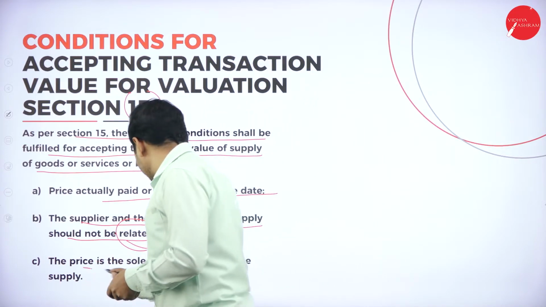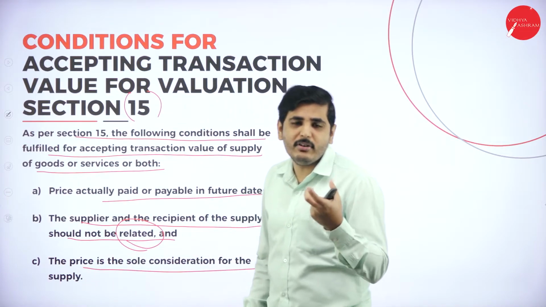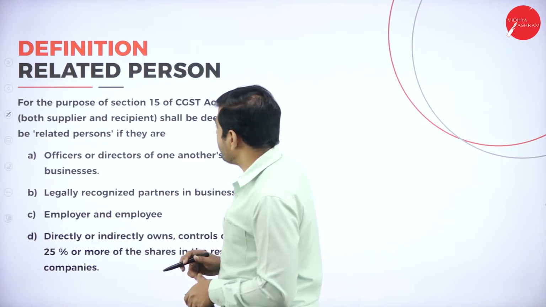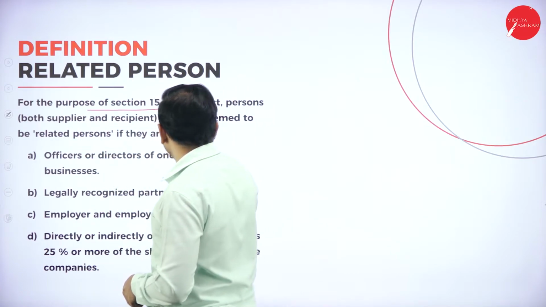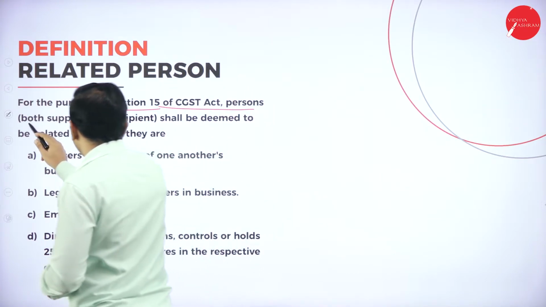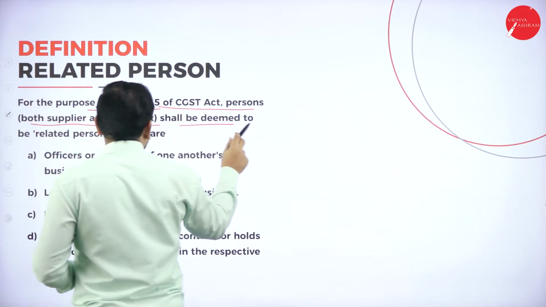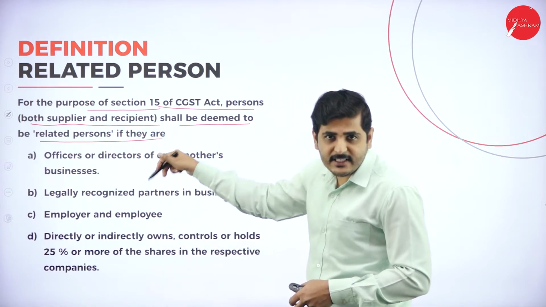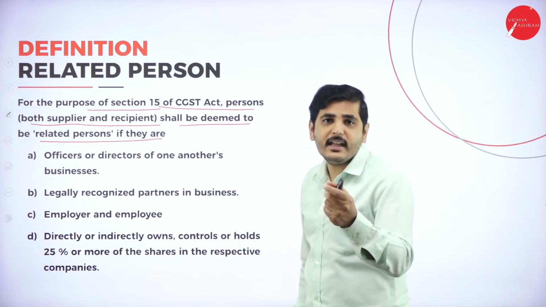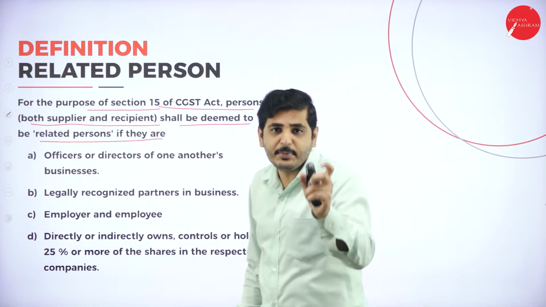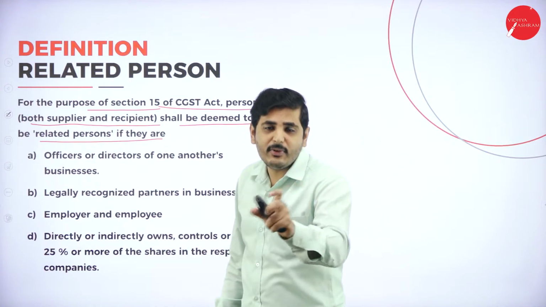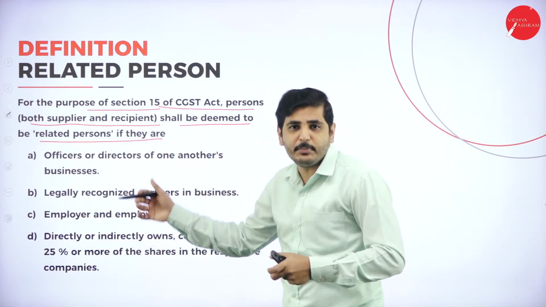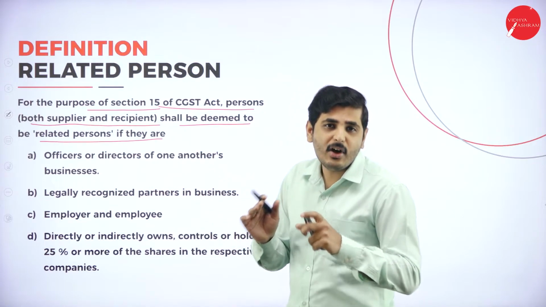Next one, the price is the sole consideration. The actual price of the product will be the sole consideration for the valuation of the goods as a supply. Next one, for the purpose of Section 15 of the CGST Act, supplier and recipient shall be deemed to be related persons if they satisfy the following conditions. Then whatever we supply or transfer to that particular person will not be considered as a supply.